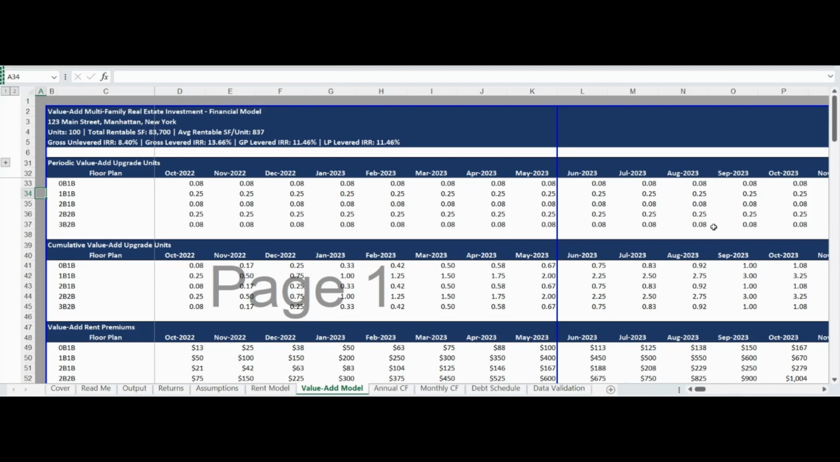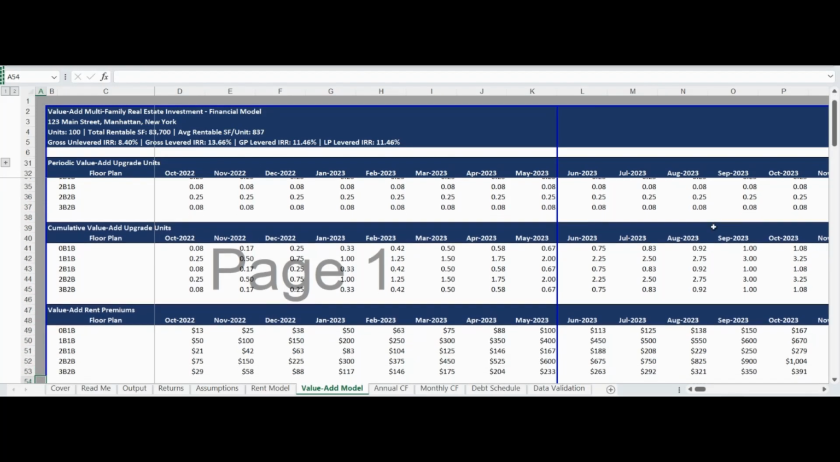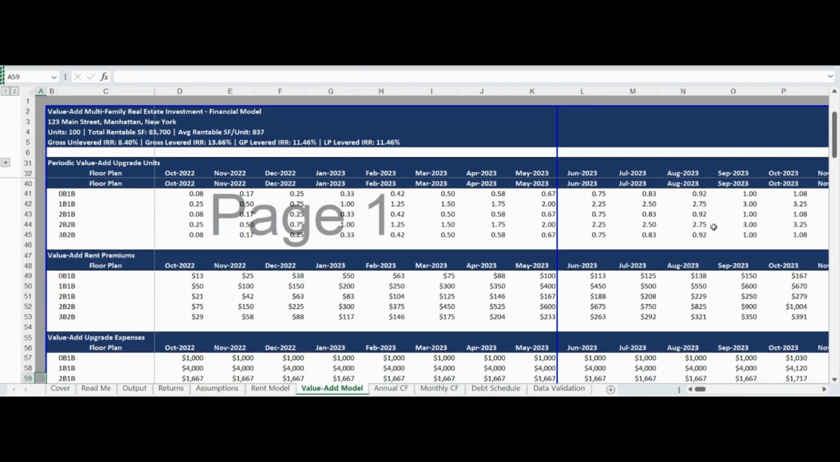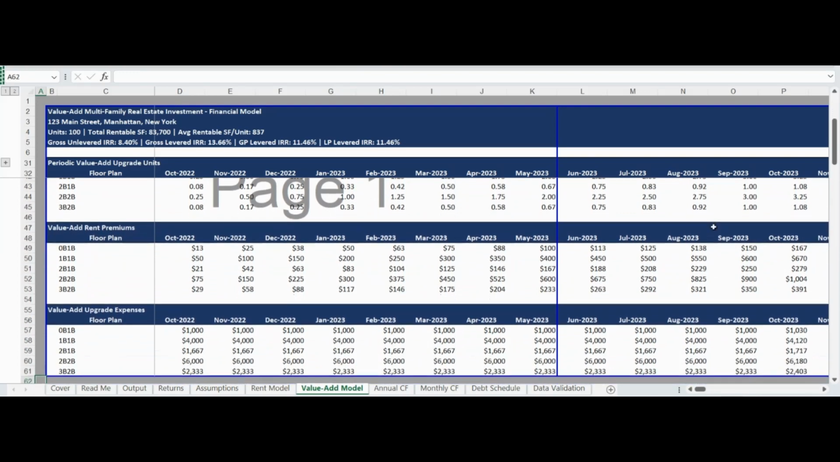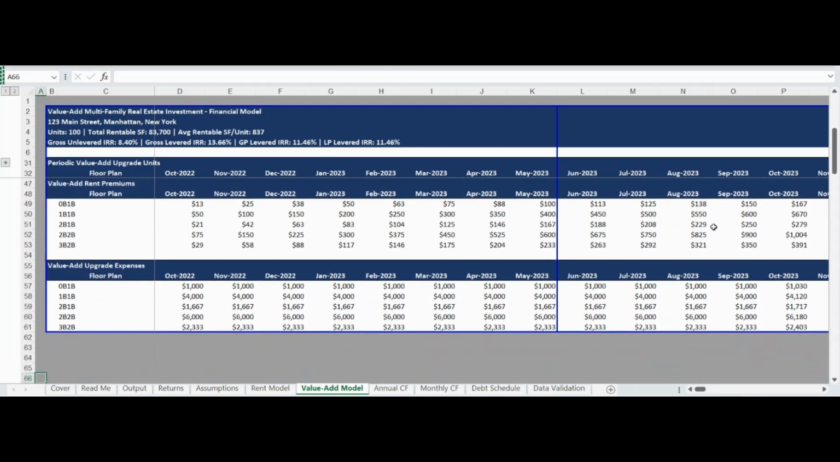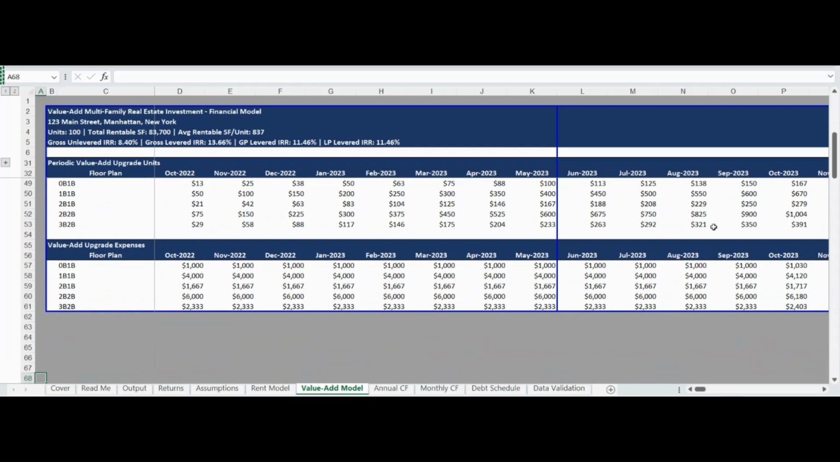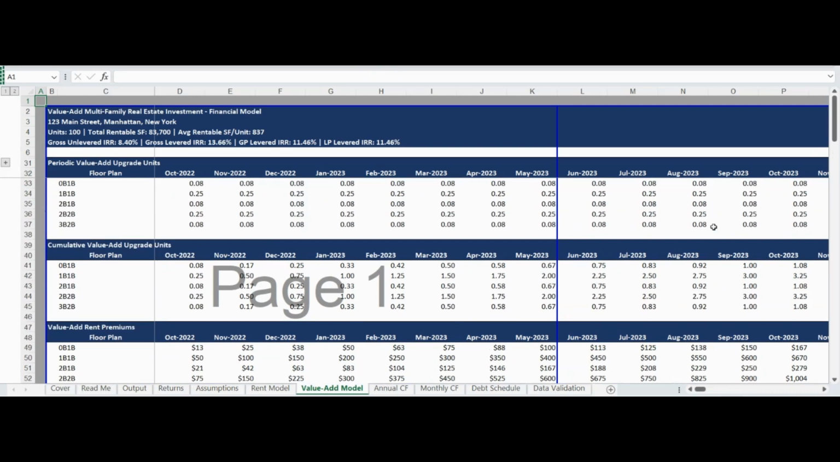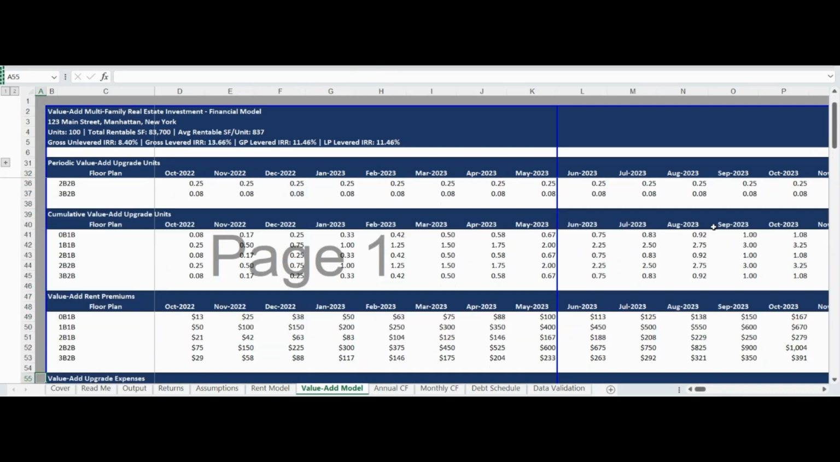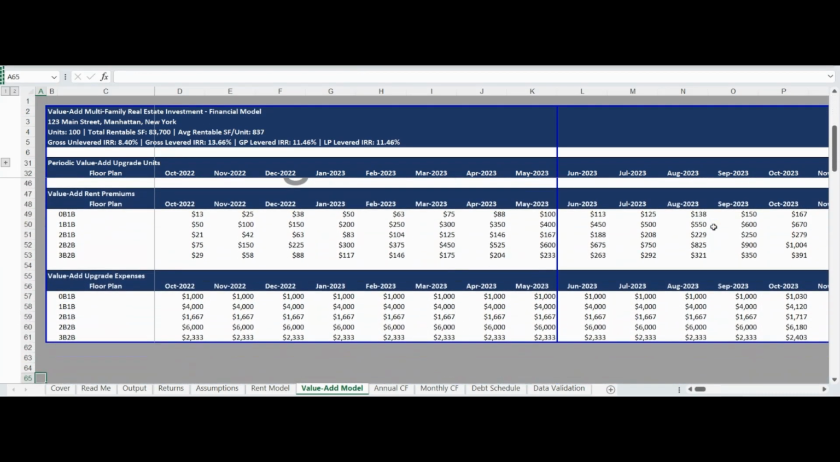The second table, titled Cumulative Value-Add Unit Upgrades, builds off of the first table and calculates the cumulative number of units upgraded. This table is important as the periodic upgrades calculated in the first table are a point-in-time figure and best apply to the capital expense calculation because a unit under renovation will incur renovation costs. The cumulative units renovated drives revenue as rent premiums will be applied to all renovated units on an ongoing basis once the renovation is complete.